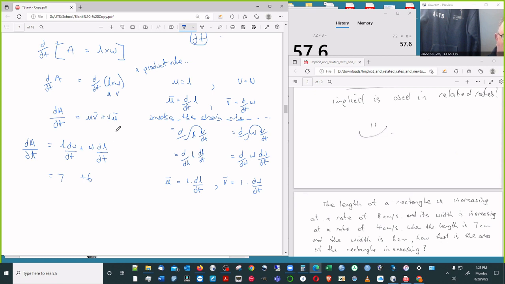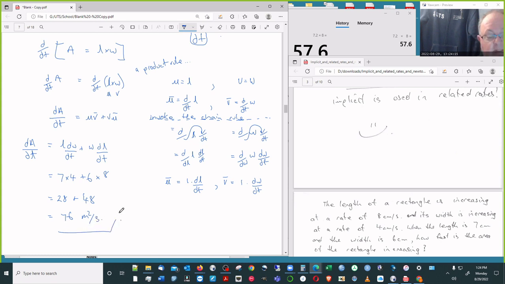Now dW/dt was given as the width is increasing at the rate of 4. And the other one was increasing at the rate of 8. What's that? 8 and 8, 16. 6 times 7... so the area is increasing at 76 meters squared per second.